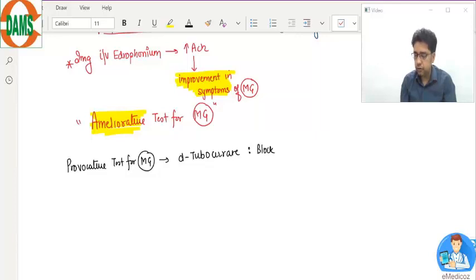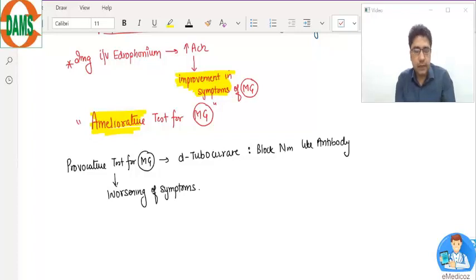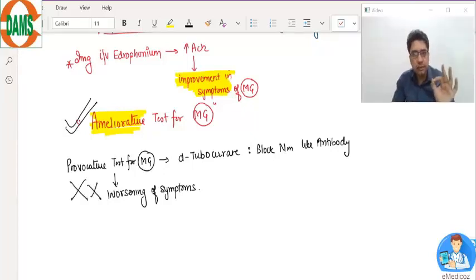It leads to worsening of symptoms. My question is, which test would you like to do in your patient? Ameliorative test or provocative test? Which will be safer? Remember, we do ameliorative tests. We don't do provocative tests because provocative tests might be dangerous. A person can go into paralysis.